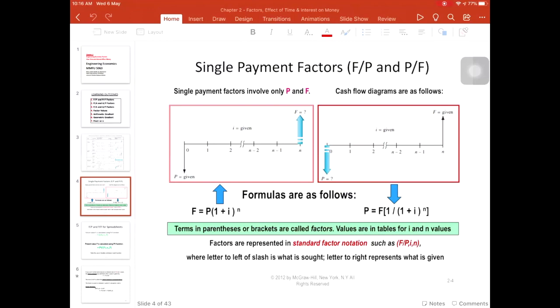Okay, and then they have a formula. F equals P times (1 plus i) to the power of n, or P equals F times 1 over (1 plus i) to the power of n. So this is the formula, but when you use the tables given, we call it the standard factor notation. We call it F over P, i, n, right? And P over F, i, n. That means we use this formula.